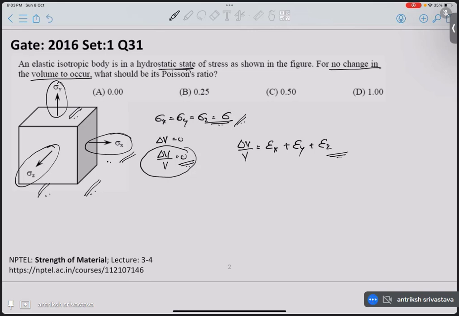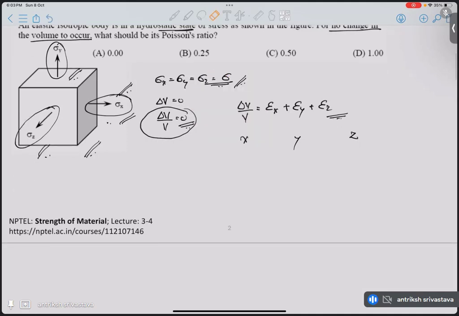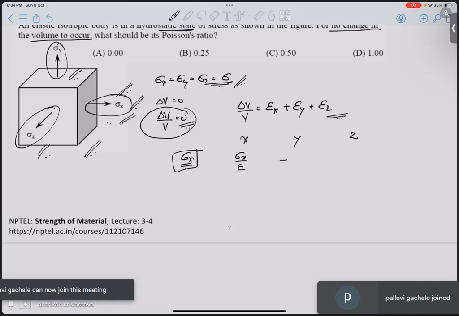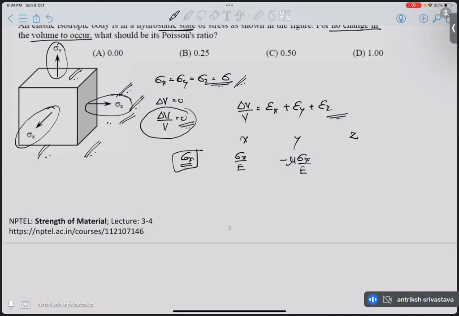Okay, so let's write what is the strain caused in the body in each of the directions, x, y, z, by the stress in x direction, that is sigma x. In x direction, it will be sigma x by E. Because it is tensile, it will be positive. In y direction, because of this stress in x direction, it will be minus mu sigma x by E. In z direction, again it is mutually perpendicular, so it will be minus mu sigma x by E.